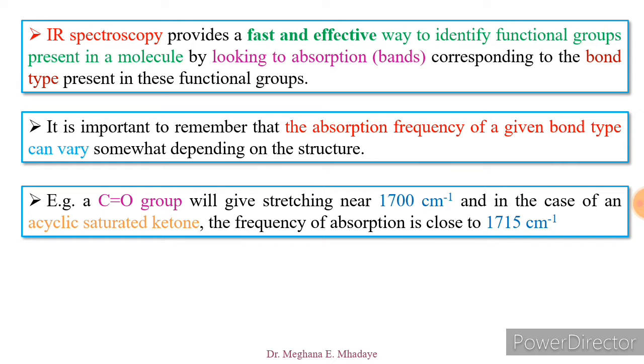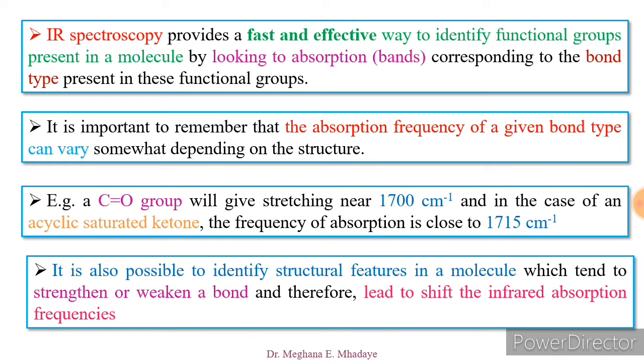It is important to remember that the absorption frequency of a given bond type can vary somewhat depending on the structure. For example, a C double bond O, that is carbonyl group, will give stretching near 1700 cm inverse, and in the case of an acyclic saturated ketone, the frequency of absorption is close to 1715 cm inverse. It is also possible to identify structural features in a molecule which tend to strengthen or weaken a bond and therefore lead to shift the infrared absorption frequencies.